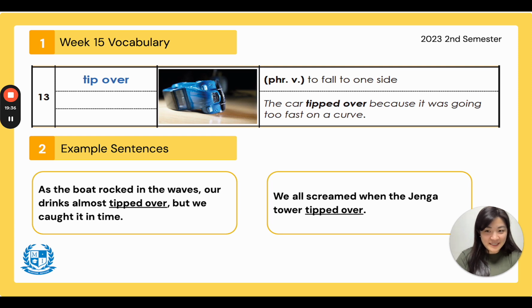Example sentence 1. As the boat rocked in the waves, our drinks almost tipped over, but we caught it in time. So it almost fell over, it almost tipped over, but we were able to catch it. Something else, a sentence that will be a bit more familiar to you. We all screamed when the Jenga tower tipped over. So Jenga is a game where we have the blocks going 3 by 3. And we all screamed when the Jenga tipped over, because that means the game is over.